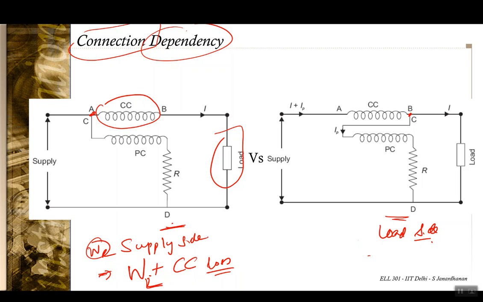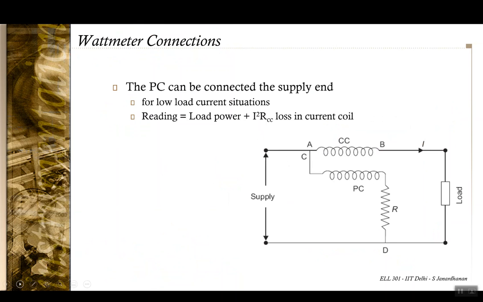On the other side, in this case, the current flowing through the current coil is the current flowing through the pressure coil plus the actual load current. So the reading is actually the load power plus the V square by R loss in the pressure coil. So in both cases you have a problem. There is no particular solution for this. However, something can be done: depending upon the usage, we can choose one of the connections. So let's look into that aspect.